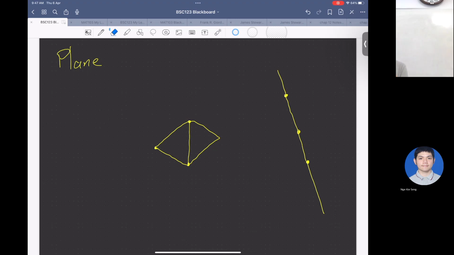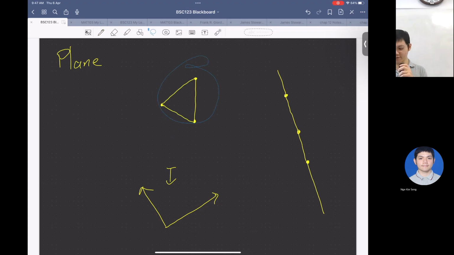But 3 points might be collinear. So any other idea? 2 points is enough. Or 2 intersecting lines. Okay, good. Wow, we reduced to 2 lines now. We just need 2 vectors. Wow, good. So minimal. So we reduced from three data to 2 data. Okay, any more?